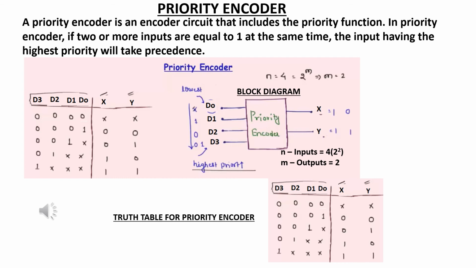So what will be our output? Our output is 0 1. Next, if D2 becomes 1, there is no need to look at the D0 and D1 values, because D0 and D1 have lower priority compared to D2. Similarly, when D3 becomes 1, the D0, D1 and D2 values become don't care values, because they all have lower priority compared with D3. The corresponding outputs are given in the truth table.